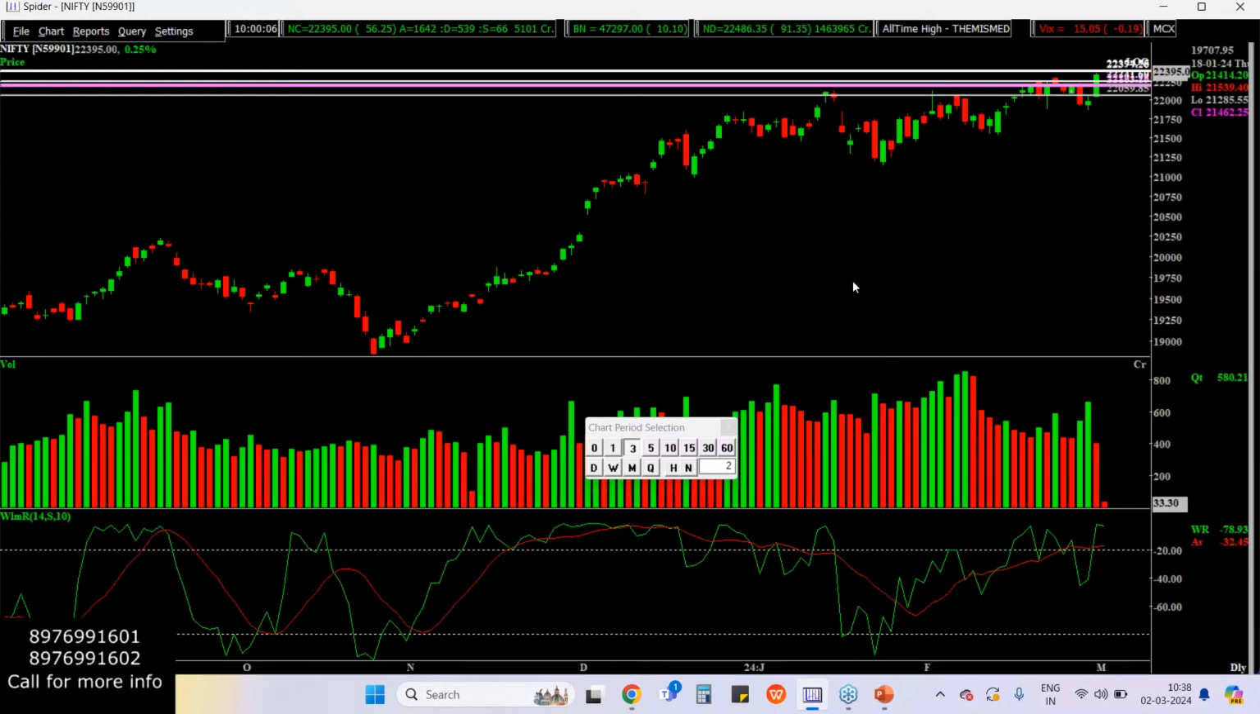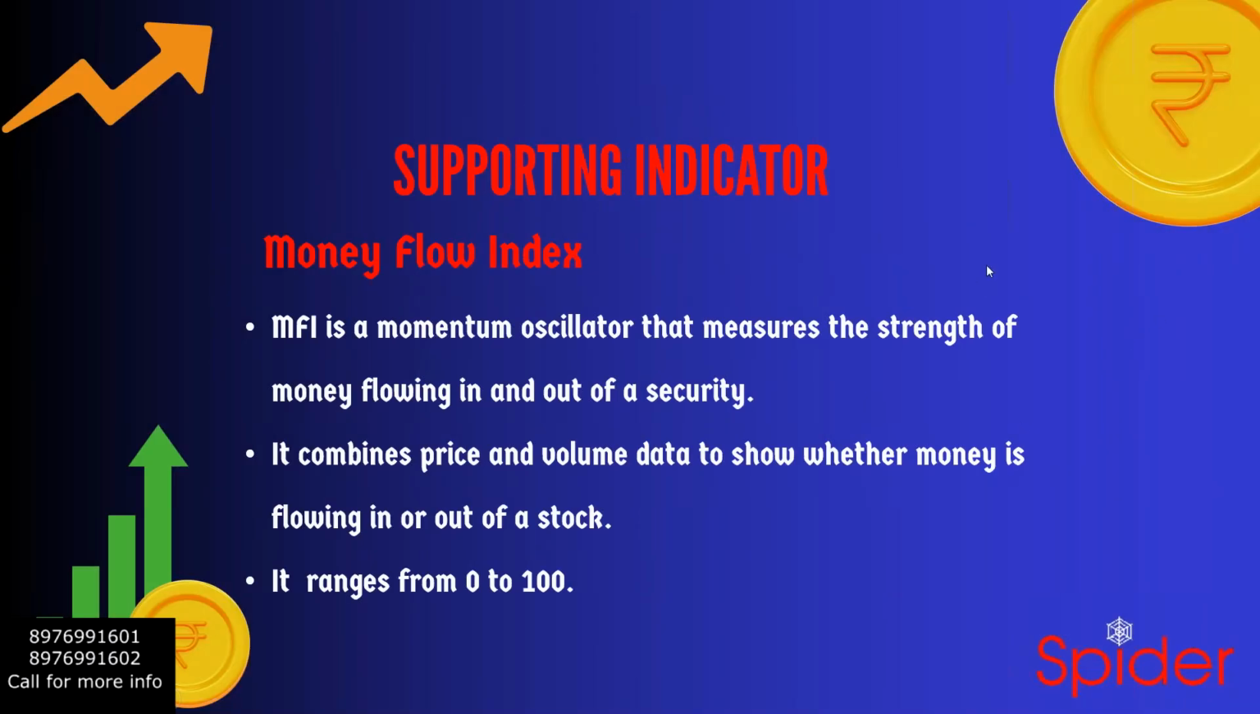We'll move forward and I'll talk about the supporting indicator that we are going to use in this particular strategy. The supporting indicator that we are using here is MFI, also called the money flow index. Okay, so it is another momentum oscillator. It is similar to the RSI, but the only difference is that it combines price and volume data to determine whether money is flowing into or out of a stock.